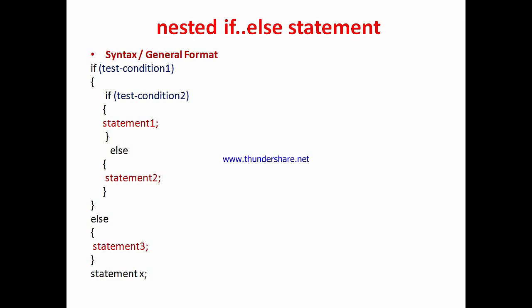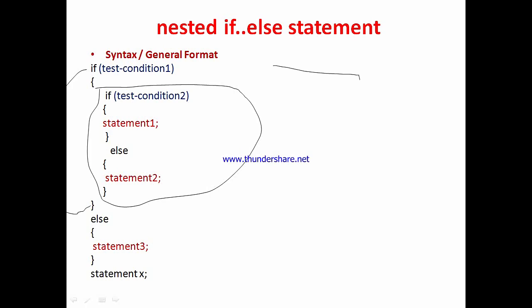Now if we see the syntax of nested if else, this is one if else, and this if else is used inside another if else. It is called a nested if else. There is one if else statement, and inside this if else statement another if else statement is used, so it is called a nested if else.